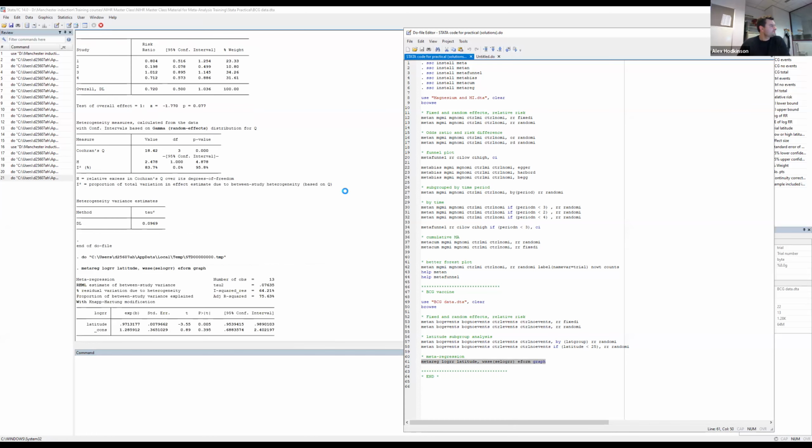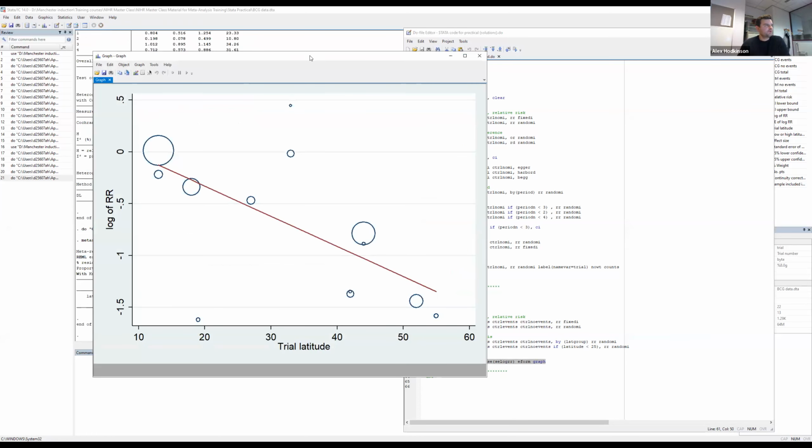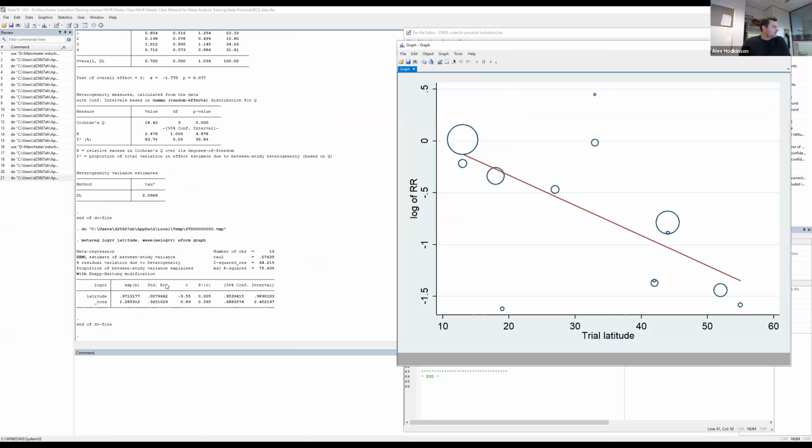If we run the code, I'll leave the plot for now and I'll get back to it in a minute. But the key statistic, again, there's a lot of data in here. I won't go through all of it, but the key statistic that we're after is the p-value for the variable latitude. And what you can see is, because the p-value is less than 0.05, this means that there is a statistically significant relationship, a reduction of the relative risk as the latitude increases. And you can see that from the plots as well.